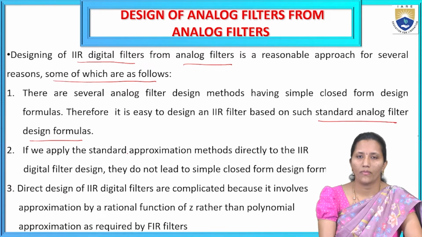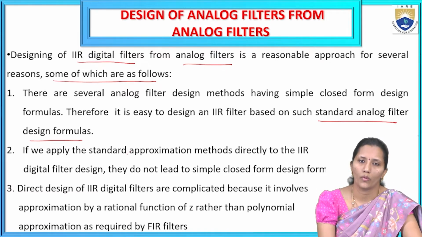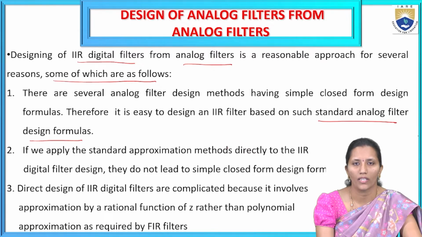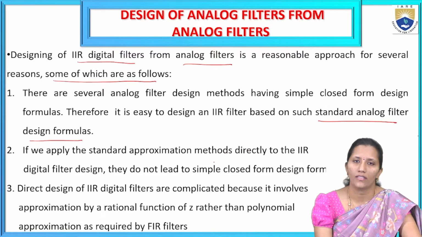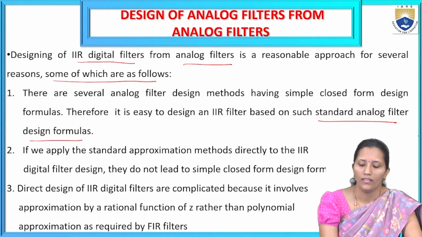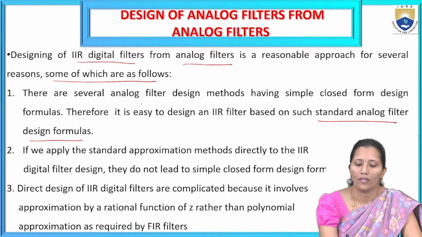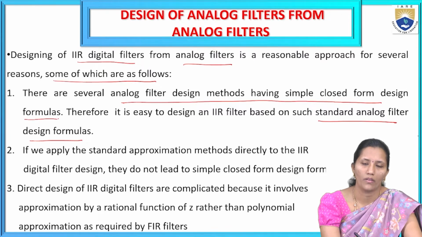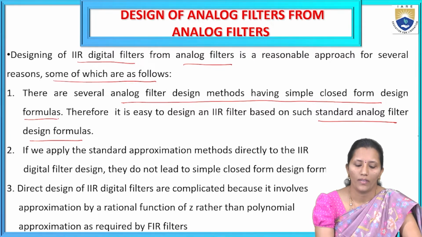So, for the same specification, if we already have an analog filter prototype, then we directly take that analog filter prototype, either Butterworth or Chebyshev type 1 and type 2. Then we convert that analog filter prototype into a digital filter by using the impulse invariant or bilinear transformation method. These analog filter design methods have simple closed form design formulas, so we use them in IIR filter designing.